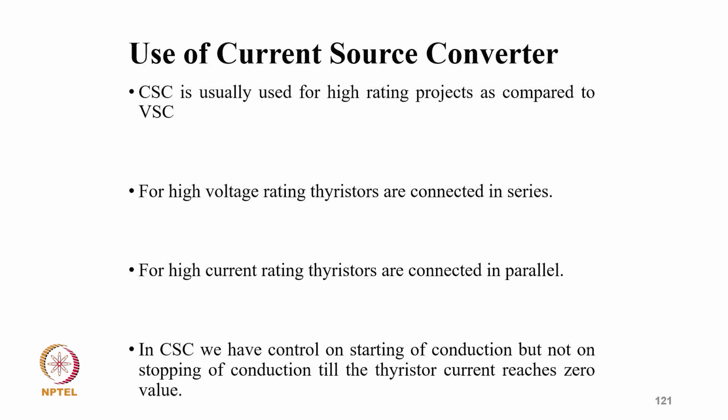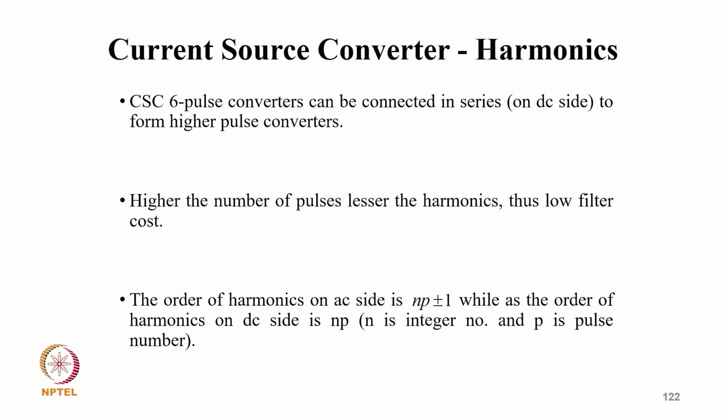Now the current source converter is usually used for high rating projects as compared to the voltage source converter. For high voltage rating, thyristors are connected in series, and for high current rating, thyristors are connected in parallel. In the current source converter, we have control on the starting of conduction but not on the stopping of conduction until the thyristor current reaches zero. Six-pulse converters can be connected in series on the DC side to form a higher pulse converter, and the higher the number of pulses, the lesser the harmonics, and thus the lower the filter size.